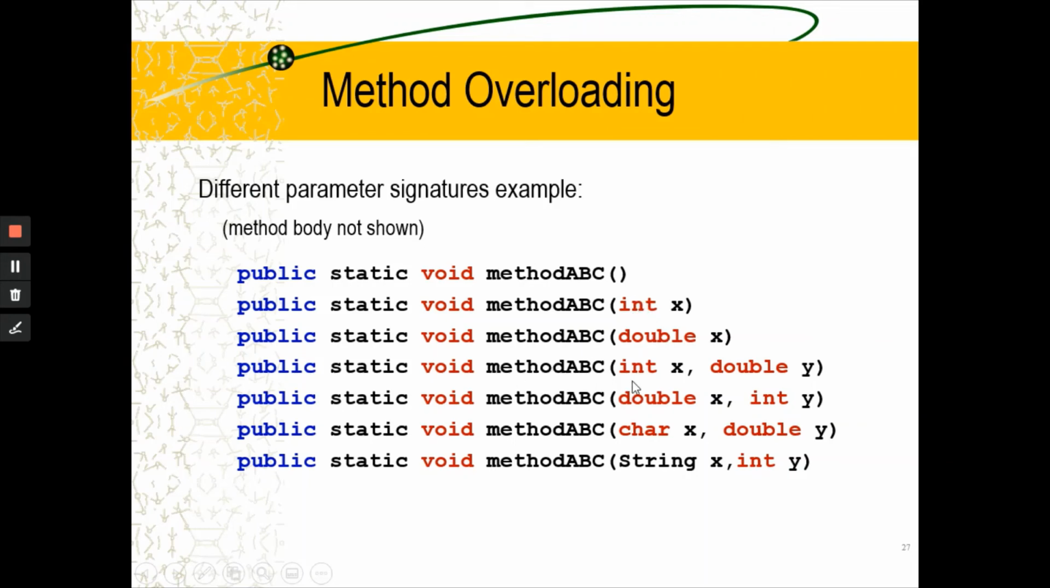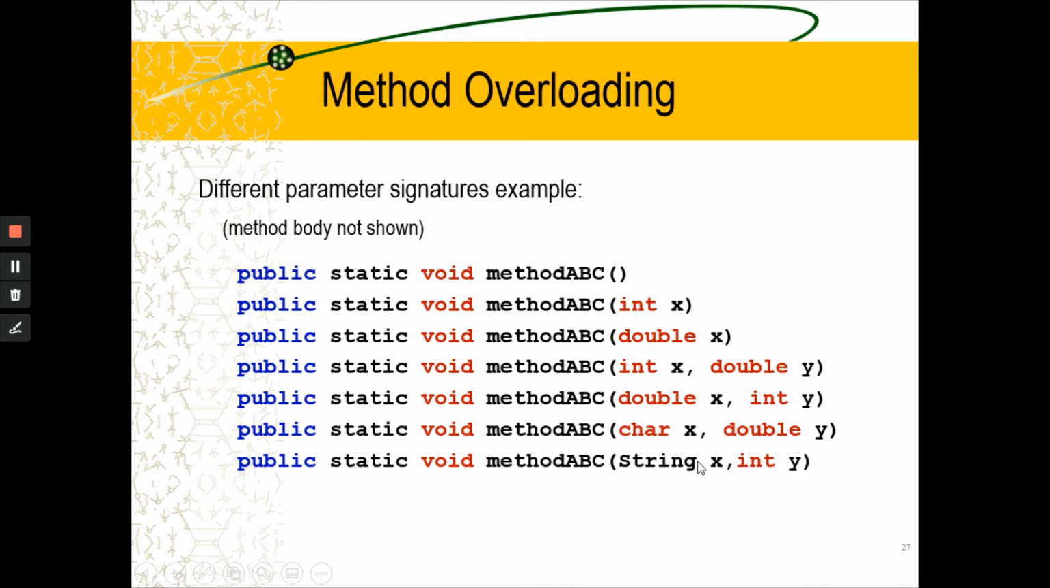Okay, the next one is method ABC with integer x and double y. And the next one with double x and integer y. And we have another one with two parameters, char x and double y. So these three have two parameters, but the data types are not the same. This one is integer, double. The next one is double, integer. The next one is char and double. And the last one also has two parameters, and the data types are not the same. So here it is string and integer.